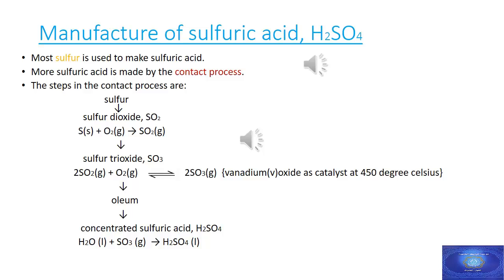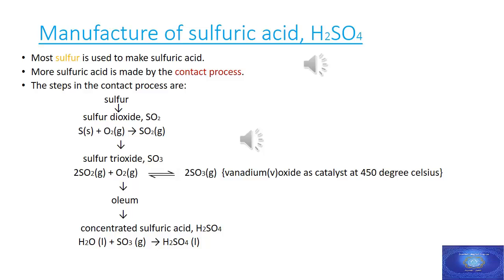In step 3, increasing the pressure will increase the yield of the sulfur trioxide. But in practice, the pressure is increased only a little. And in step 4, the sulfur trioxide is dissolved in a concentrated acid. What acid? Sulfuric acid instead of water, because with water a thick dangerous mist of acid forms.